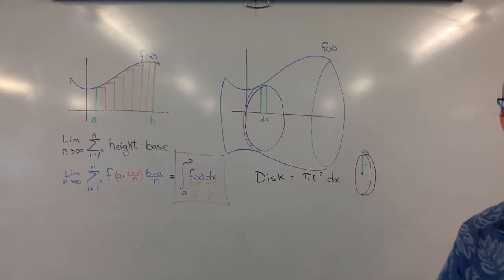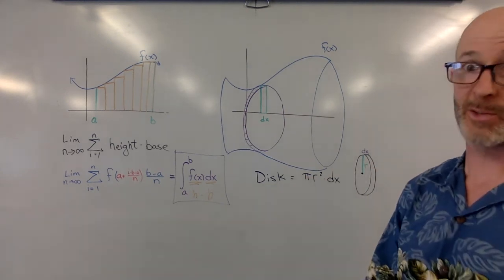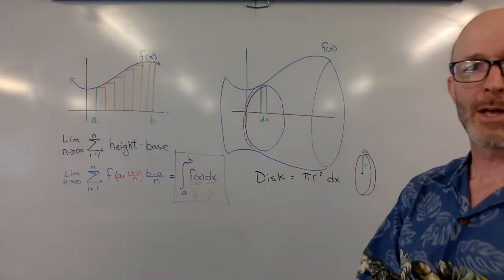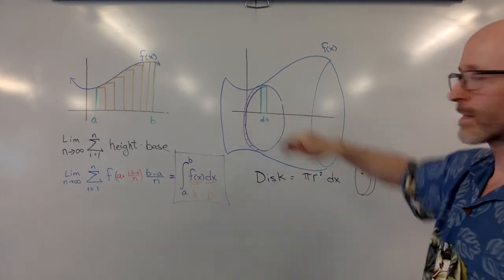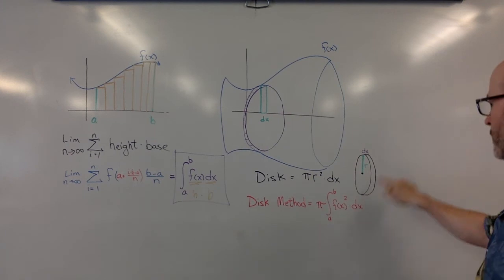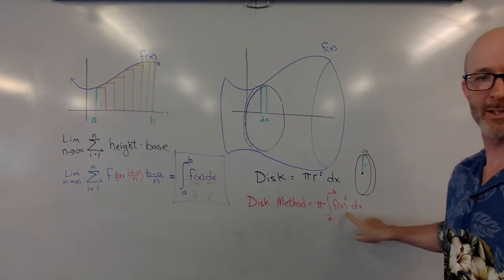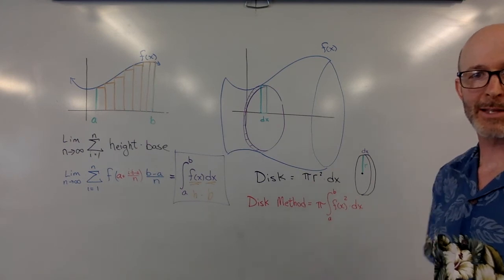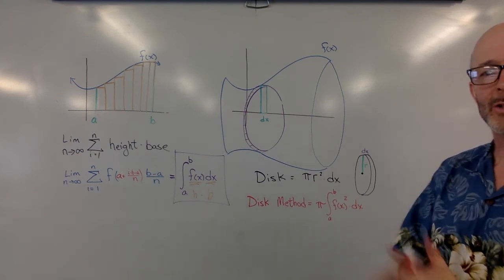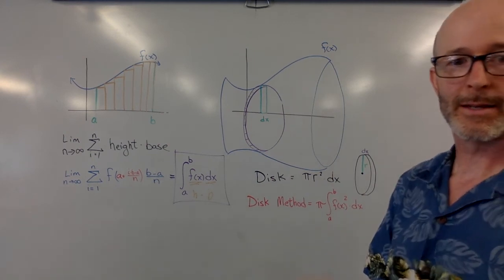And so when you're looking at this, it's not that hard to find the volume of that disc. So how do you get the volume of a big object? Well, you're just going to add up a whole bunch of discs. Pi times the radius squared times the thickness. The integral sums up an infinite number of those little discs.